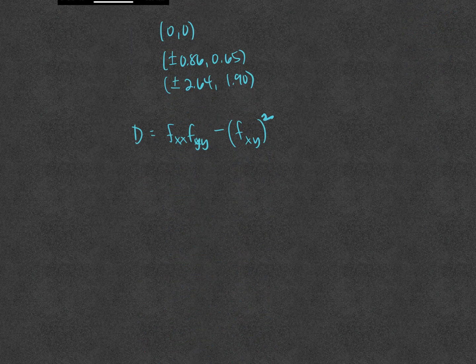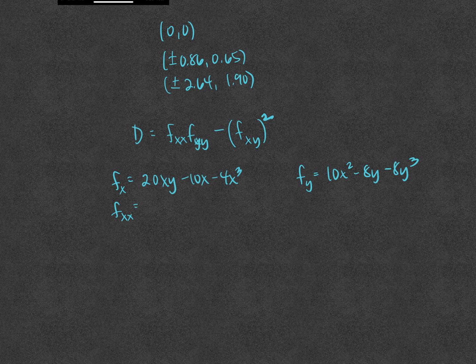That's okay. f_x equals, I have it written down over here, 20xy minus 10x minus 4x to the third. And f_y is equal to 10x squared minus 8y minus 8y to the third. So our second derivative with respect to x would be 20y minus 10 minus 12x squared.